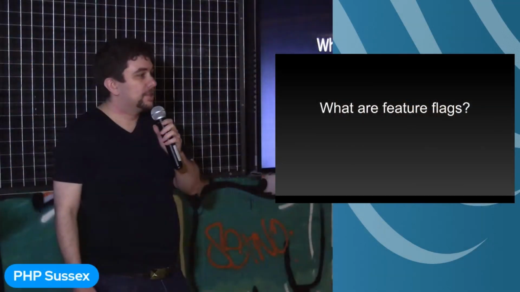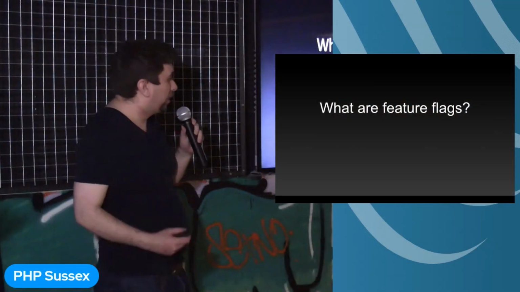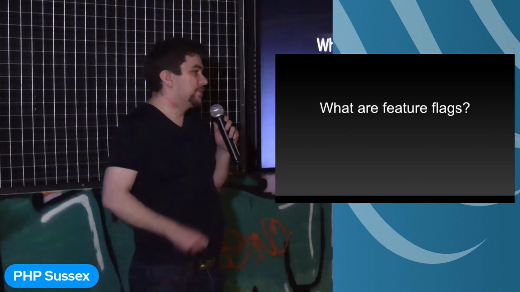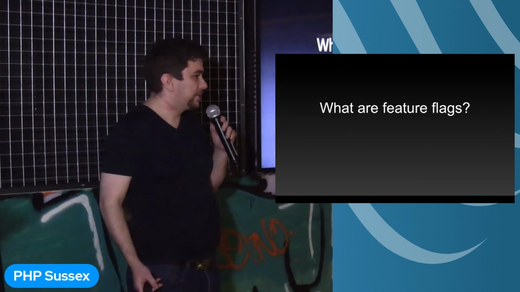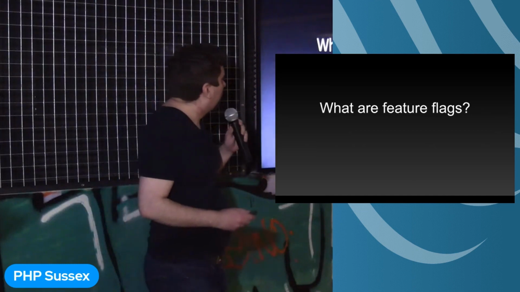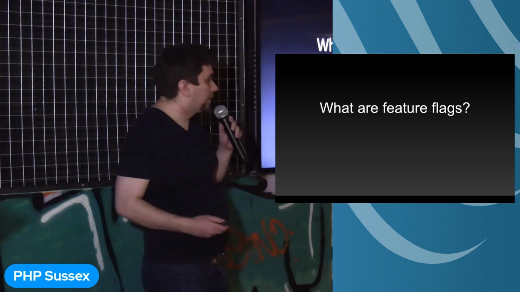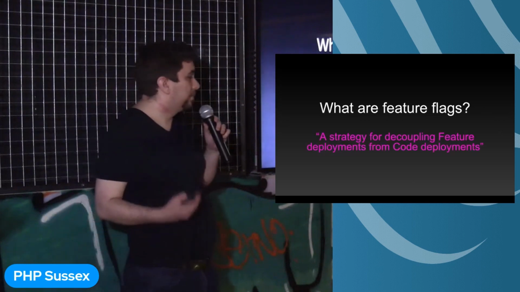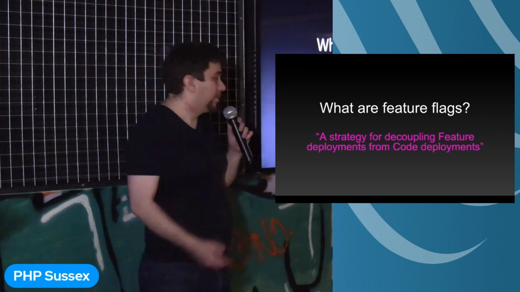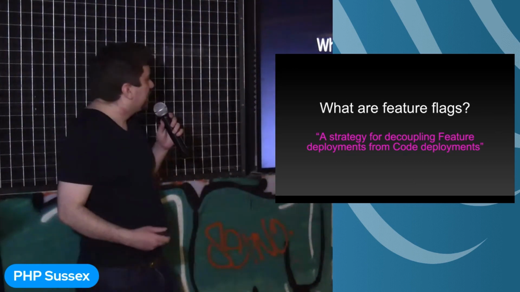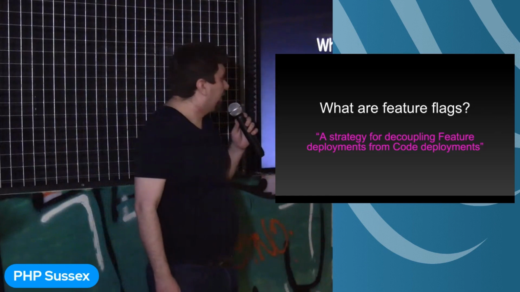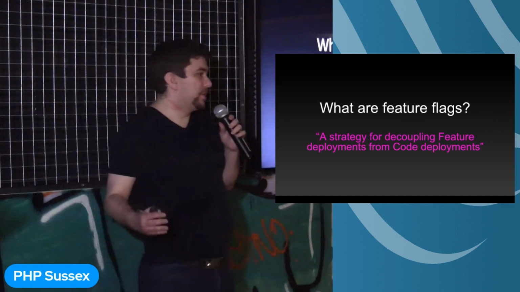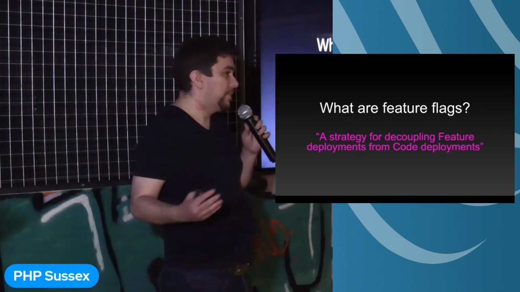What are feature flags? Effectively, there's a lot of complicated definitions out there. Some of them get into really complicated things, talking about toggles and the code aspects of it. But actually, the main takeaway I would want you to think of is this: it's a strategy for decoupling feature deployments from code deployments. That might still be a bit too complicated in many ways, but what we're really thinking of is you want to be able to put code on your servers, but not have the features impact your customers immediately.